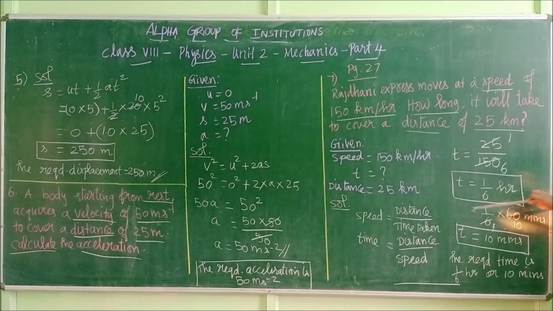So the answer will be either 1 by 6 hour or 10 minutes. This is also correct. When you stop with this, that is also correct. But some people will demand in minutes, because it is 1 by 6, in fraction form. So how we have to calculate in minutes, for that we are going with this. So time is 10 minutes. So that's why I have written required time is 1/6 of an hour or 10 minutes.